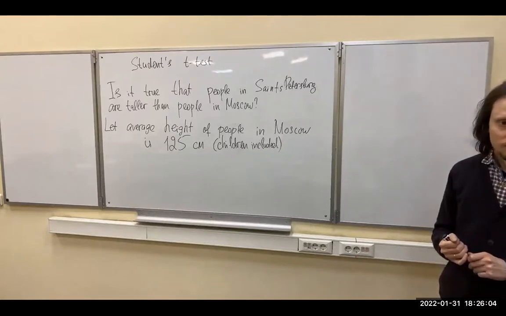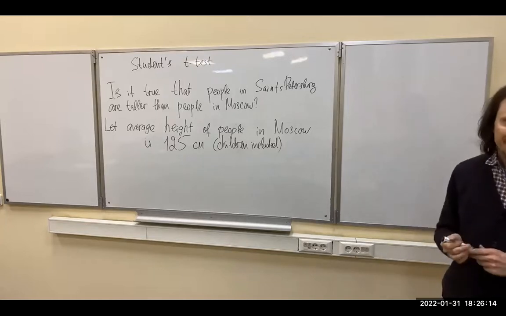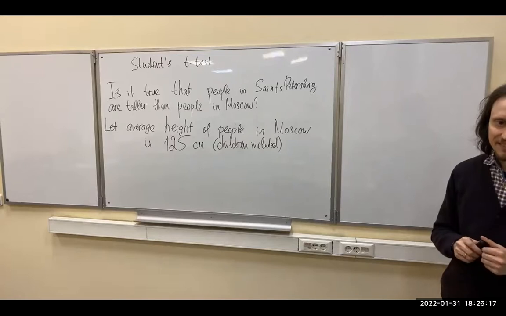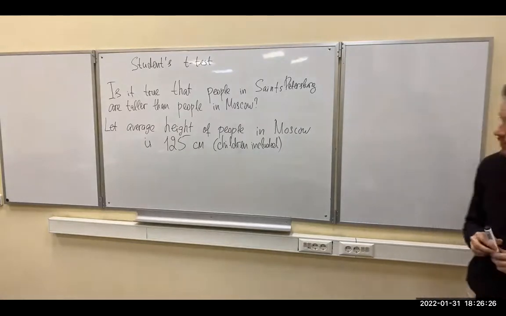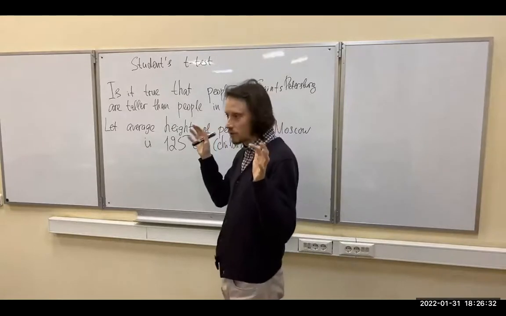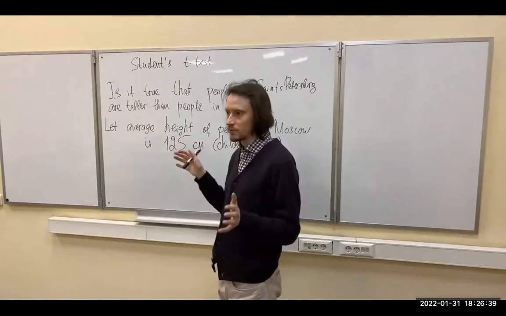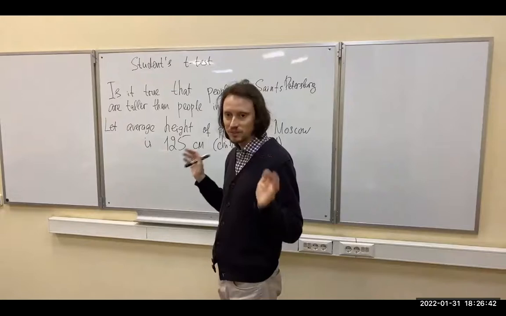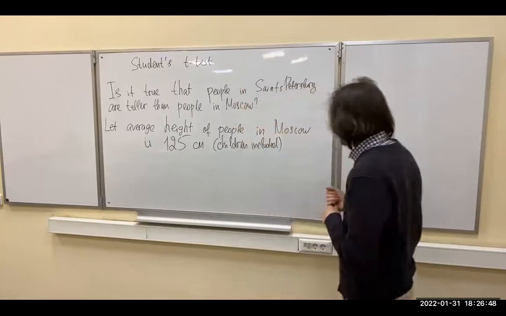We should measure the average height of people in St. Petersburg. Yes, how would you measure it if you don't have enough money to measure every single person? We need to make an analogical group. We have to make a sample. Now we have a population of all people in St. Petersburg, and we have to make a sample from this population randomly. Assume that we can do it randomly, but in fact it is a non-trivial problem, but assume that we can do it in this way.